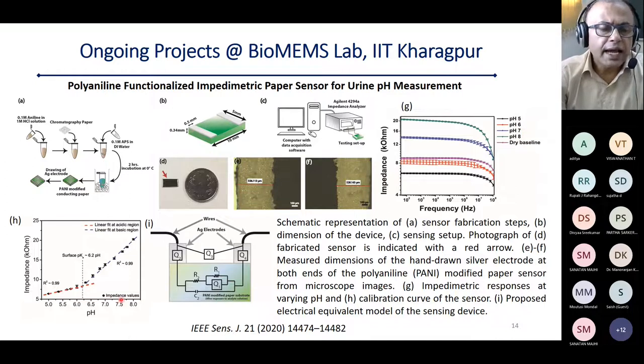And then a calibration chart has to be prepared. Whatever sensors we fabricate, we should have a calibration chart. In the calibration chart, on the x-axis you have a known variable, and on the y-axis you have the output. So you have to plot it. Here I have just shown you, with the variation of pH value, how the impedance will change. This is the impedance characteristic I have shown you.